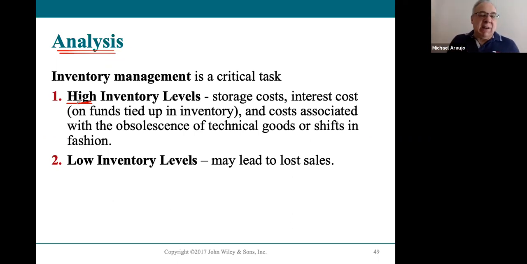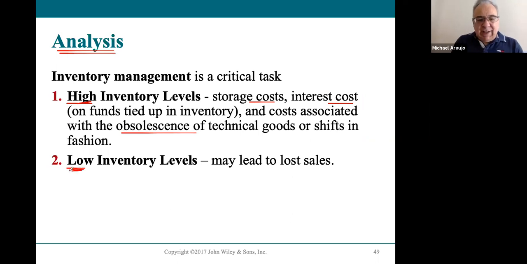And when it sits there, it costs a lot of money. It costs money for storage. You probably bought it on account and you might need to delay that, so there's going to be interest. You might need a loan for it. And then, of course, those goods, the longer they sit on the shelves, the more obsolescent and obsolete and out of fashion they become. So it loses value just sitting there. So high inventory levels are horrible for a business.